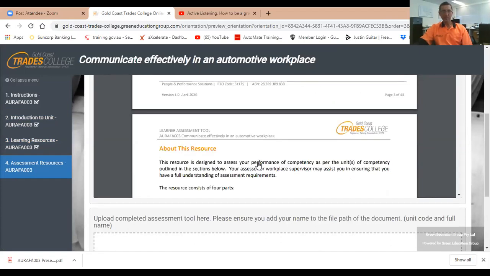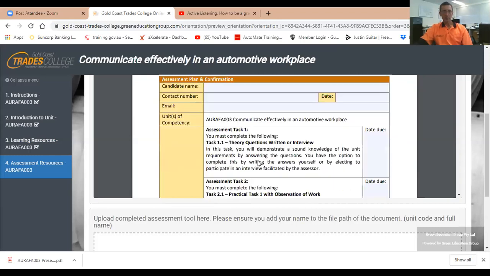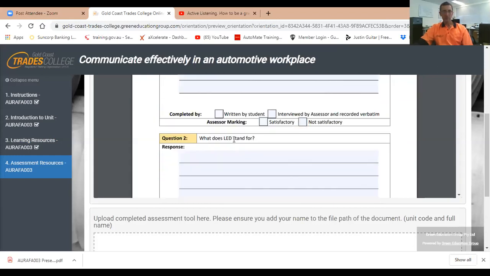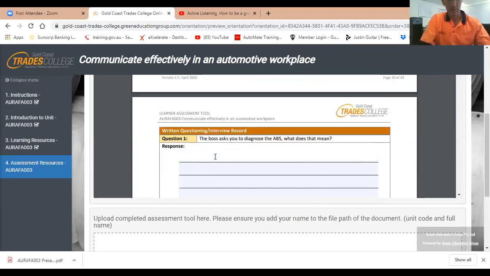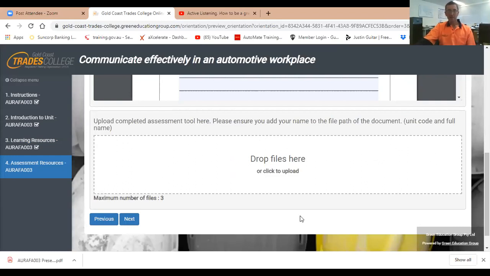I'll just give you a quick example of that. You'll be able to edit these fields as you go through the assessment. So you can see here, you can type something in here. ABS means, put your answer in there. Once you've answered all of the questions, apart from the practical side of the unit, I should say, save that onto your desktop and then upload that assessment just here where it says drop files here. Once you've uploaded it to there, we will receive it our end and we'll be able to assess your work.